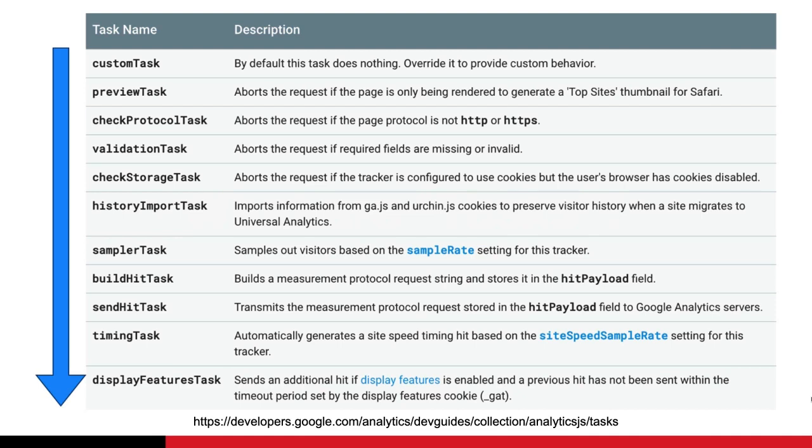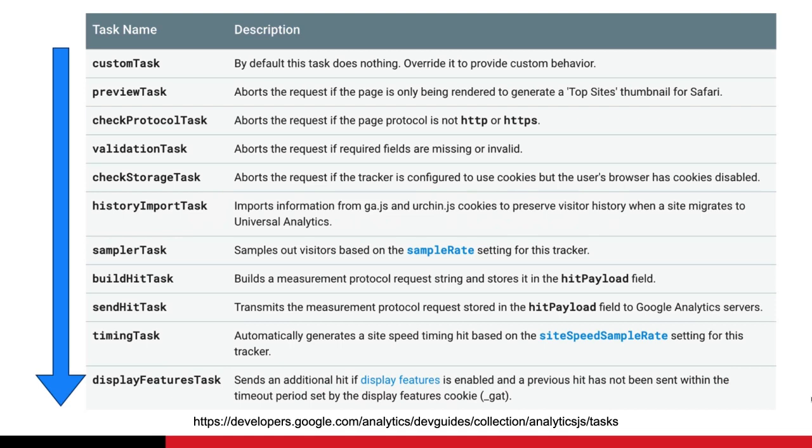So if you're running Google Analytics in a local file, for example, this task will abort the request because the protocol will not be HTTP or HTTPS, but will actually be file. And you can null this task. You can basically set this task to null to allow GA to fire on local files as well. Validation task checks some required fields in the request, and if they're missing or invalid, the request is aborted.